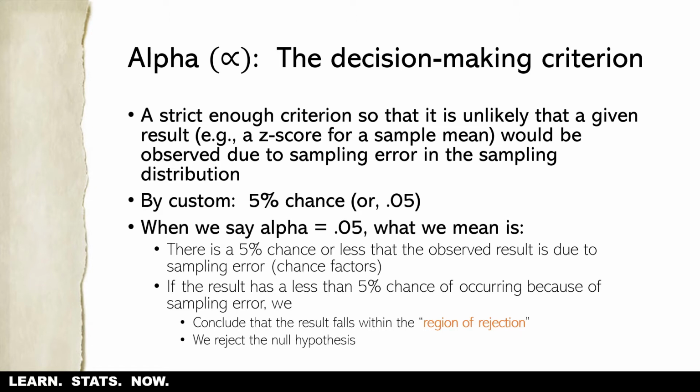Now, if the result has a less than 5% chance of occurring because of sampling error, then we necessarily conclude that the result falls within something called the region of rejection. And that rejection is an important word because what we end up doing then is rejecting the null hypothesis. So our alpha is set in advance, and if we get a result that convinces us that it's unlikely that the sample mean could have been drawn from the sampling distribution represented by the null hypothesis, that there was a less than a 5% chance of that occurring, then we reject the null hypothesis.